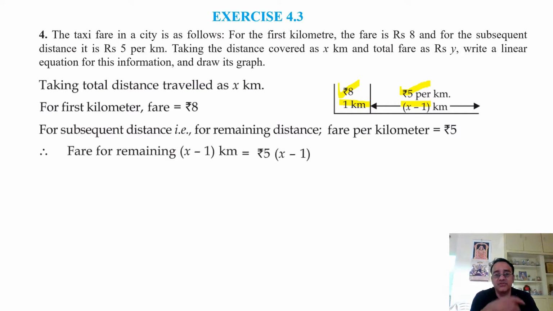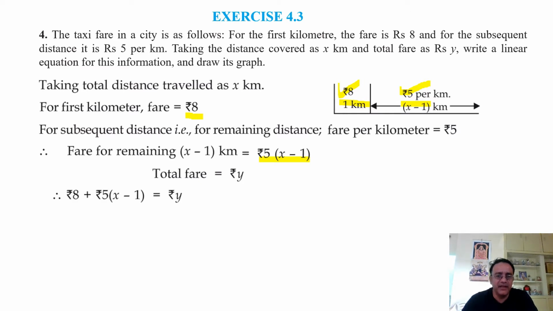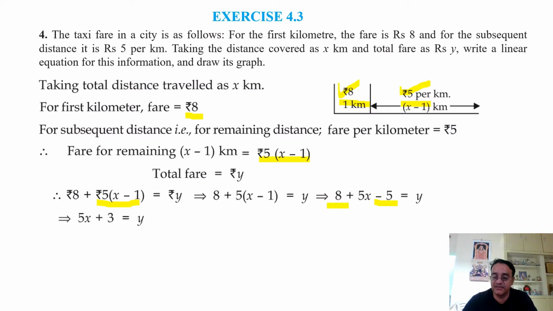y. So fare for remaining x minus 1 kilometer will be 5 into x minus 1, and if we add this to 8 and 5 into x minus 1, we'll get total fare, and total fare it is given y, rupees y. So y will be equal to 8 plus 5(x minus 1). So we'll open this bracket. So what we will get? 5x minus 5, right? 5x minus 5, and 8 minus 5 will give 5x plus 3. So y is equal to 5x plus 3.